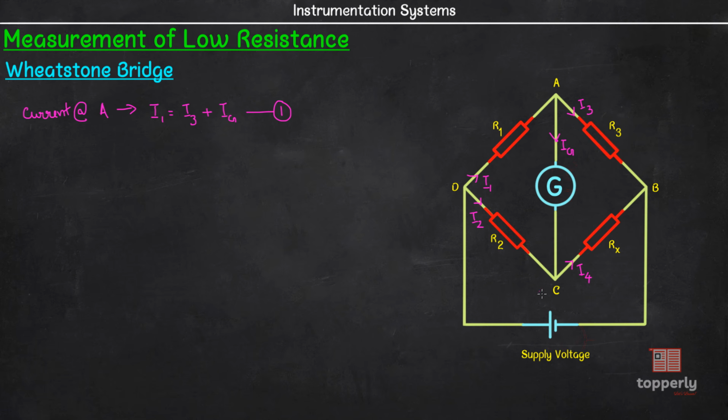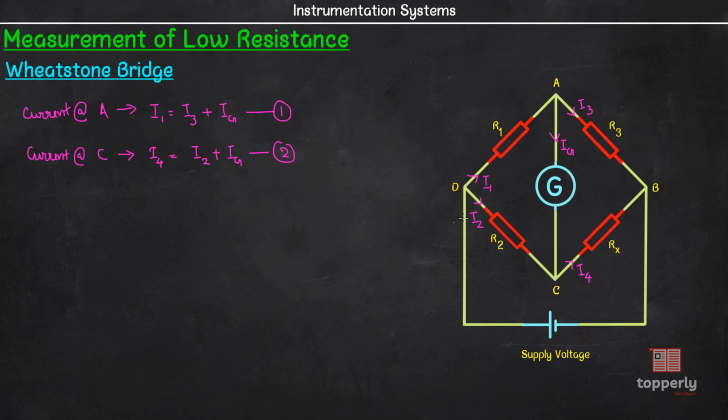I am naming this equation number 1. Similarly, the current at junction C can be written as I4 equal to Ig plus I2. Therefore, I4 equal to I2 plus Ig. And this is equation 2.